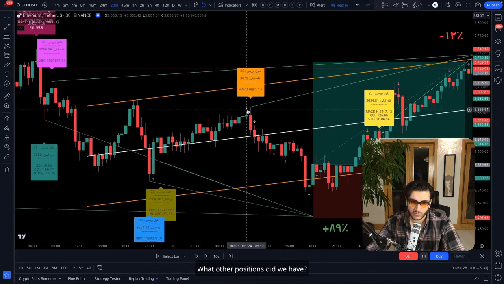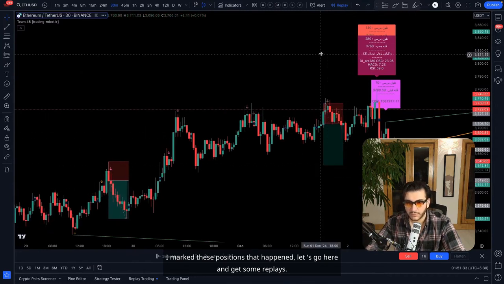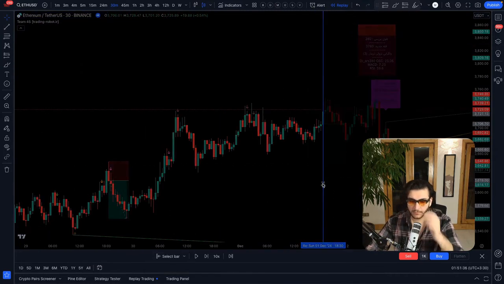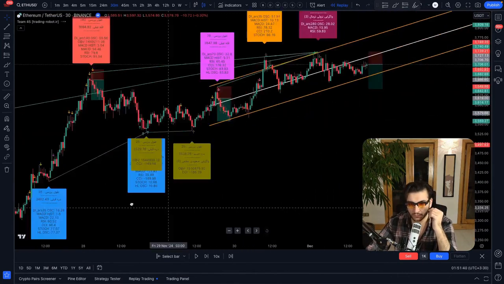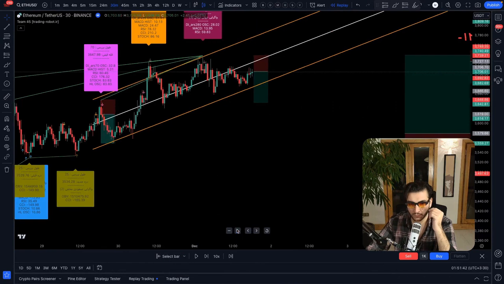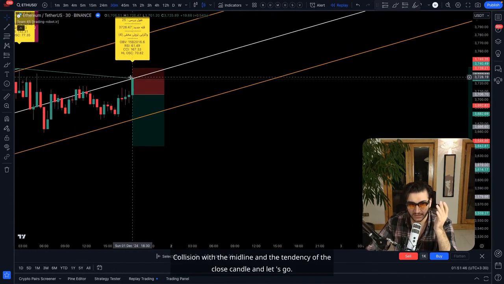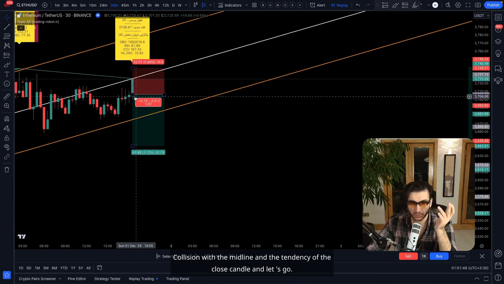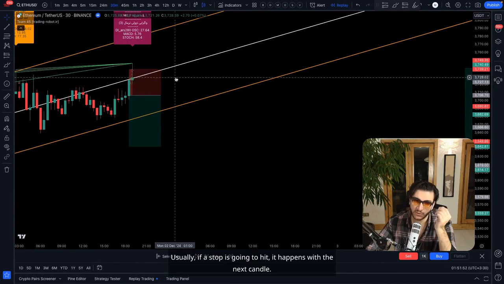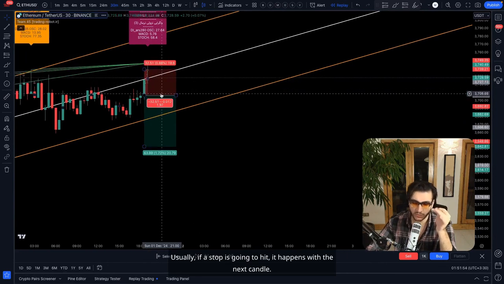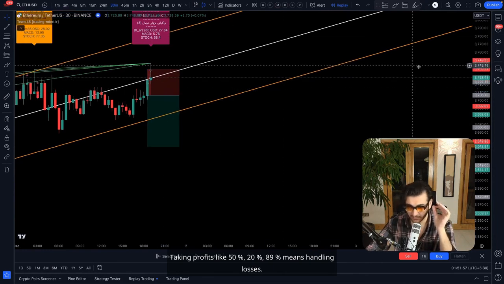What other positions did we have? I marked these positions that happened. Let's go here and get some replays. Collision with the midline and the tendency of the close candle. And let's go. This hits the stop. Usually, if a stop is going to hit, it happens with the next candle. Don't worry, it happens. Taking profits like 50%, 20%, 89% means handling losses.